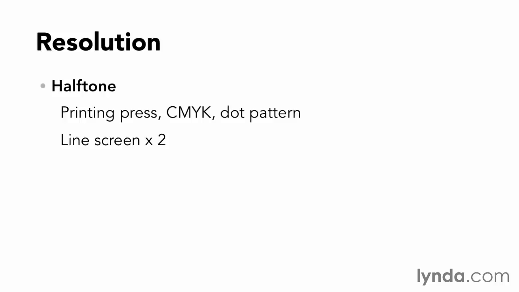So it's really important to work with your printer and decide on the quality that you can afford, and then together you and the printer can decide on the paper and therefore the line screen. Then you'll simply double the line screen to determine the pixels per inch in Photoshop.